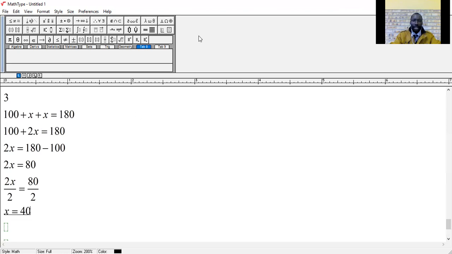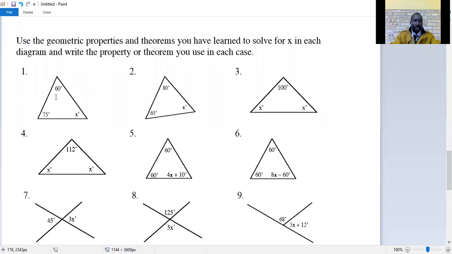Now that we are done with this, I would like to refer you back to the page which I initially shared, which is this one here. We did question 1, the first angle being 60, second 75, the third angle we got it to be 45. So this is an acute angled triangle.